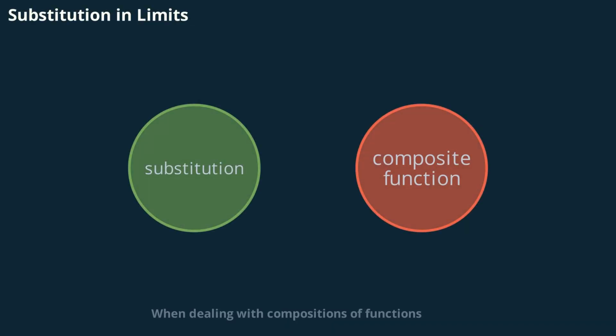In dealing with compositions of functions, we often use substitution to compute limits. If g(x) approaches L as x approaches a and f is continuous at L, then the limit of f(g(x)) as x approaches a is f(L). This principle allows us to handle more complex expressions by breaking them into simpler parts.